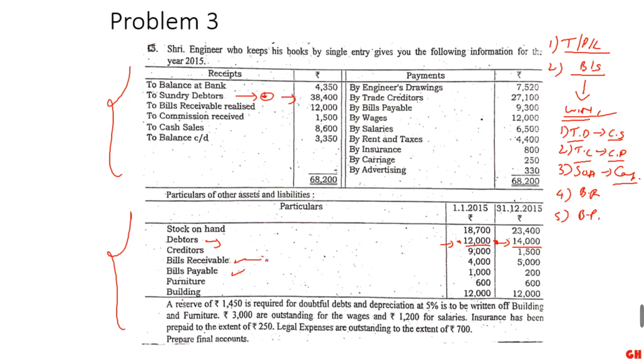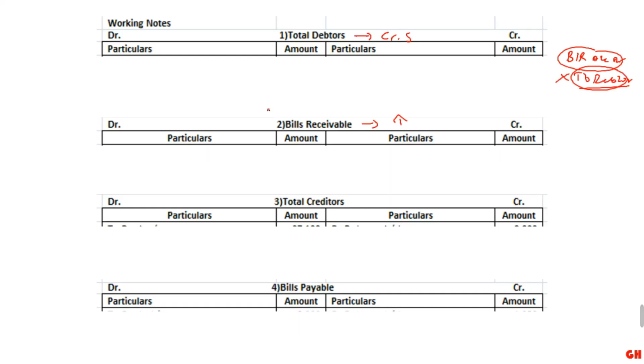Plus bills receivable is identical to debtors. Here there are 4,000 opening balance, closing is 5,000. That is, Sri Engineering was supposed to receive 4,000 at the starting, but at the end he was supposed to receive 5,000 from bills receivable. And in the middle he has also realized some bills receivable, that is he has received 12,000 rupees as part of bills receivable. So there are 3 transactions for bills receivable also. So let us start with preparing these 2 ledgers.